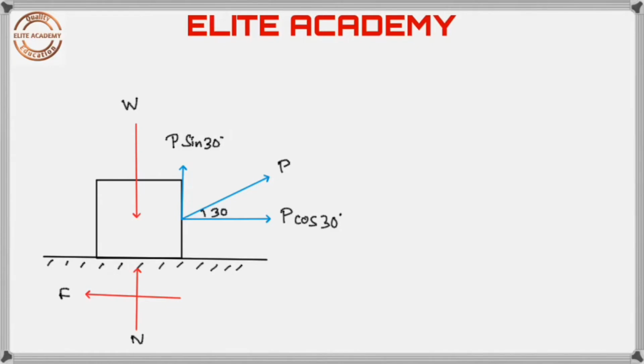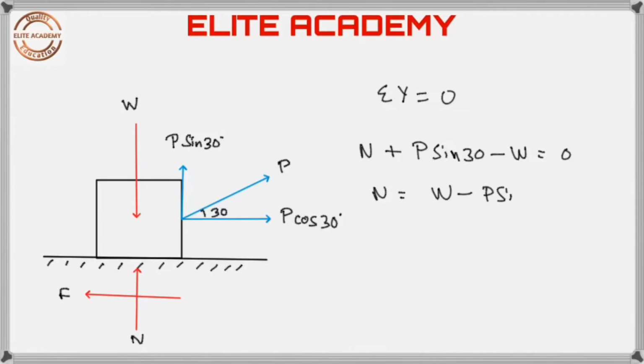Since the body is in vertical equilibrium, we have sigma y is equal to 0. Here normal reaction N and P sin 30 are acting upward direction. So, we are taking plus sign N plus P sin 30 and W is acting downwards, therefore, minus W is equal to 0. This is sigma y is equal to 0. Let us take W to the right hand side and P sin 30 to the right hand side. We get N is equal to W minus P sin 30.